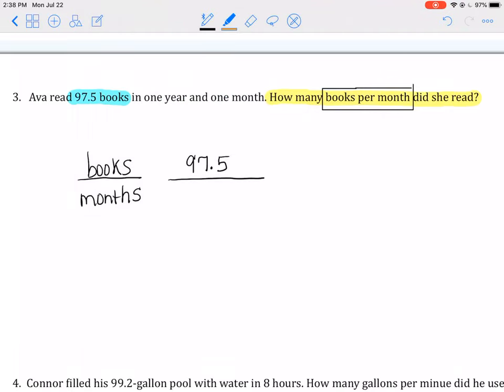Now be careful here. It's not 1 month, it's 1 year and 1 month. So the 1 year is 12 months plus 1 more month. That's a total of 13 months. So be very careful right there that you get the right number down there for months. And then once you have that, you can go ahead and break it down to the month.